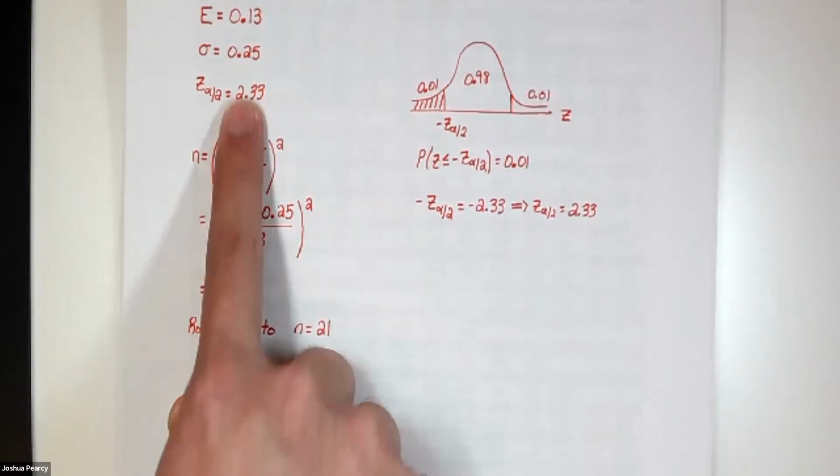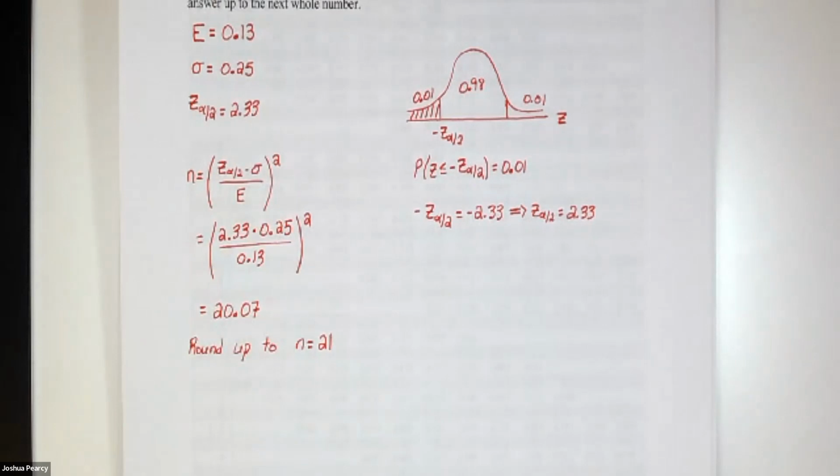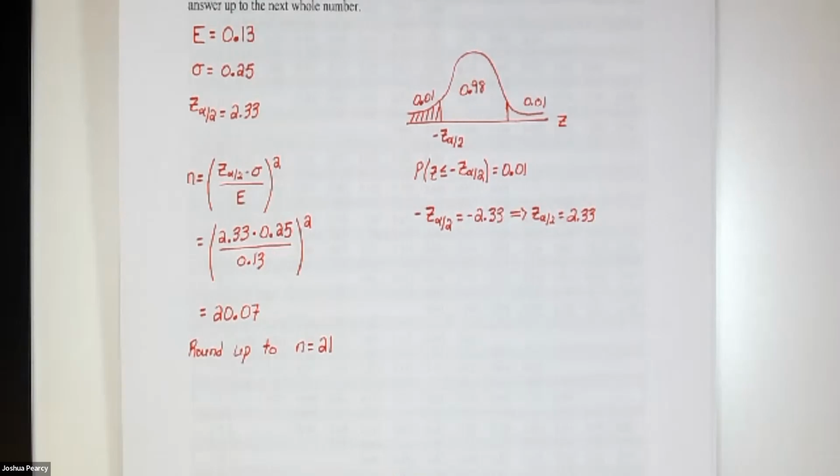And all you do is take these three and plug it into the formula to find the minimum sample size. That gives you 2.33 times 0.25 divided by 0.13. Take that and square it. You get 20.07. So round it up to 21 since the decimal. Everyone okay? Okay. So was it that bad?